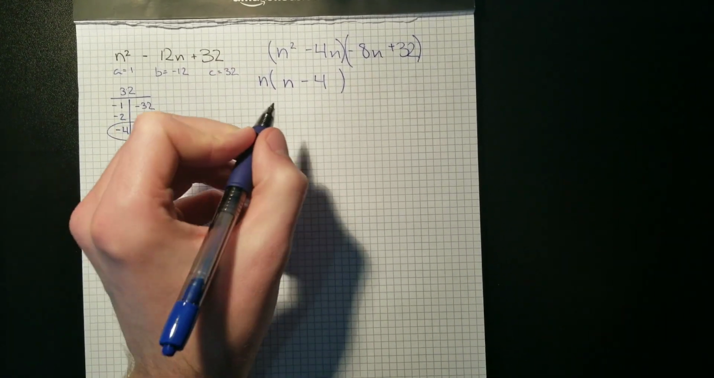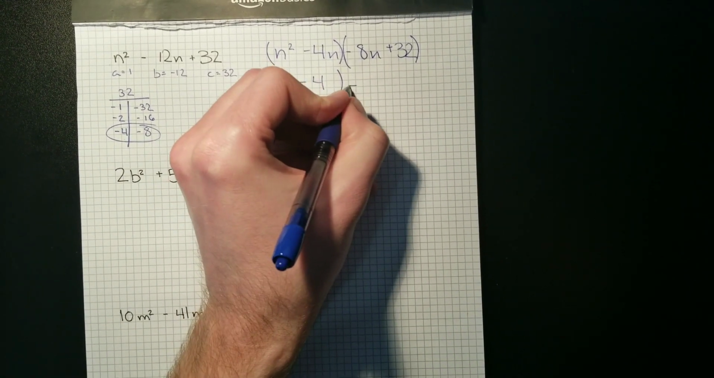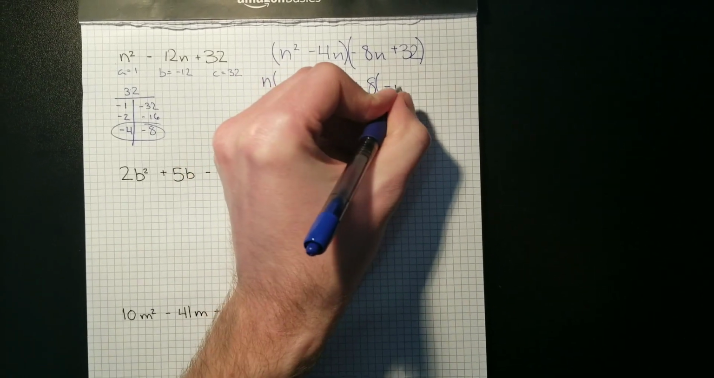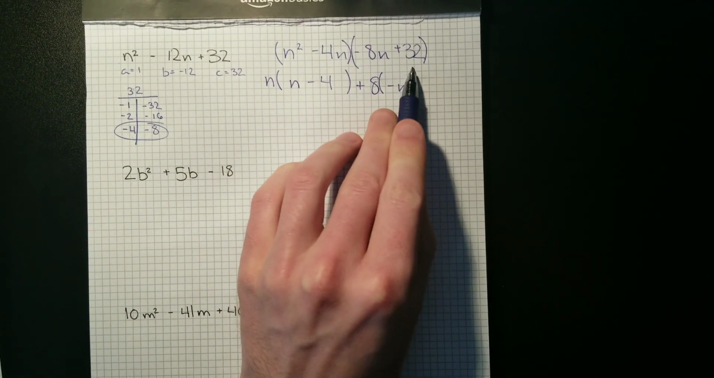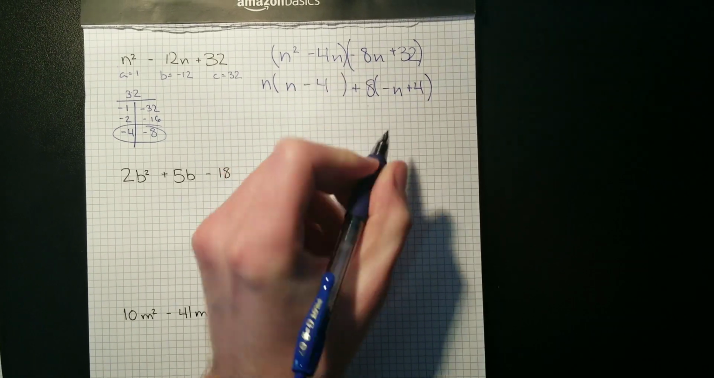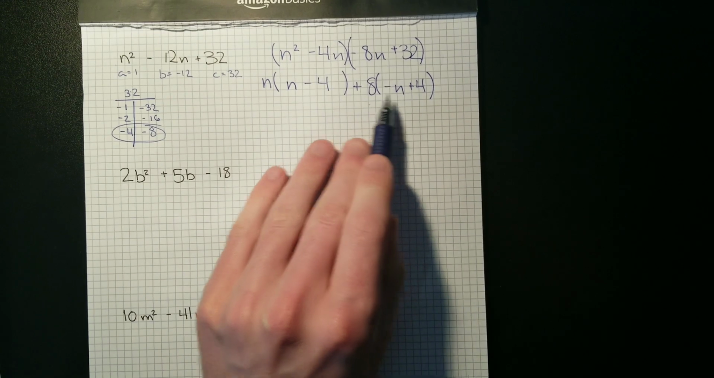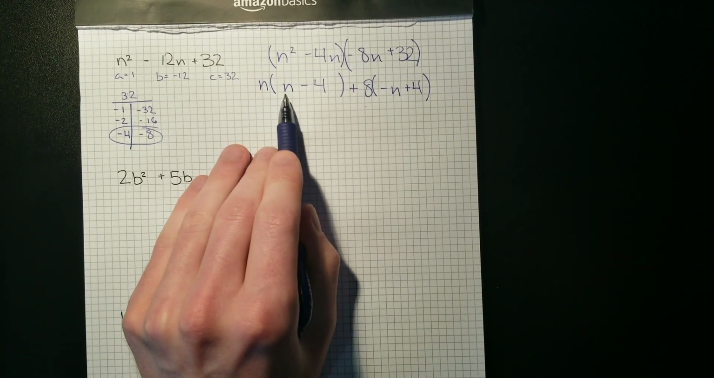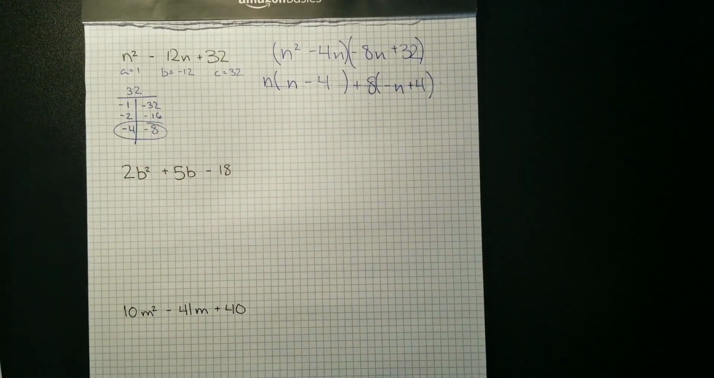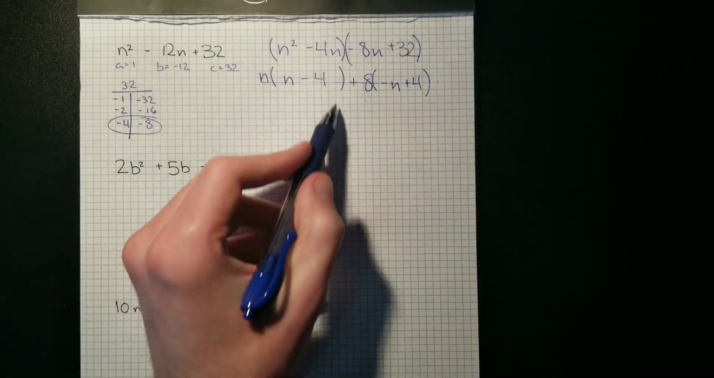All right? The next thing, well, I know that 8 goes into both of those, so I could say plus 8, and then -8n divided by 8 is -n, and 32 divided by 8 is 4, positive 4. So we have to make sure that those two things are equal. Are those two things equal right now? N and -n, -4 and positive 4. So no. Remember, make sure what is left in the parentheses is equal. They're close, but they're not quite equal.